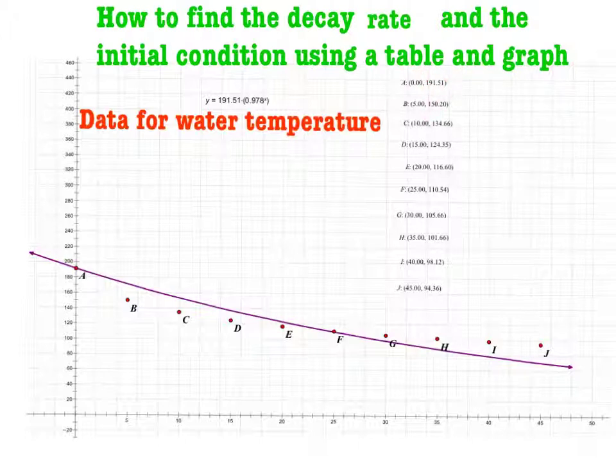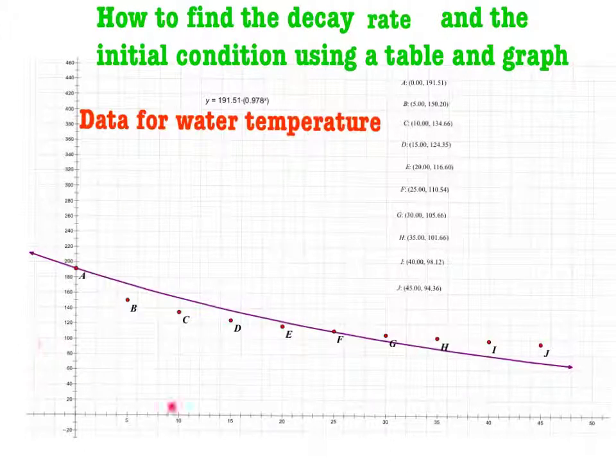191.51. Now, to find the decay rate using a table, you can divide the second number, 150.2, by the first number, 191.51. To get a more precise decay rate, you could divide the fourth number, 124.35, by the third number, 134.66. The answer will give you your decay rate. The answer I got for my decay rate was 0.978.